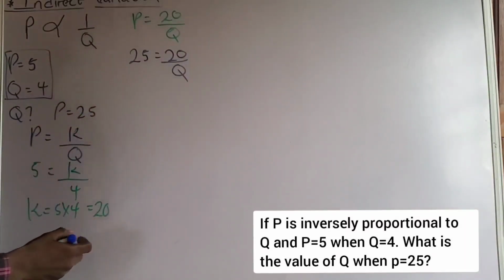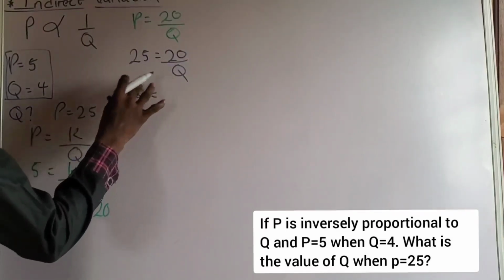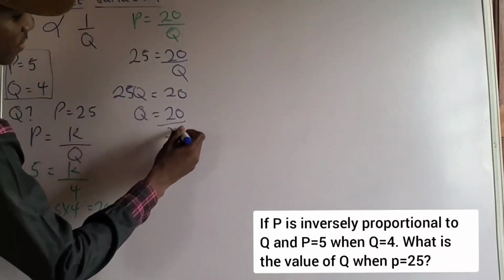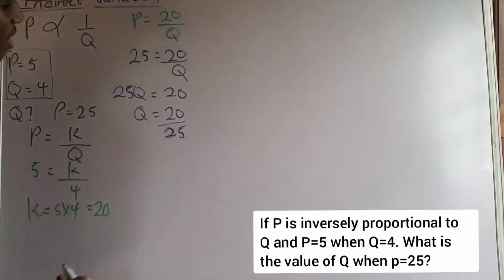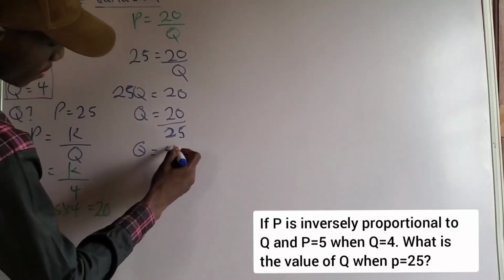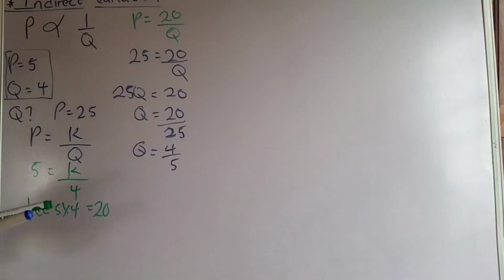Do you understand? Okay, so Q equals what? 25Q equals what? 20. So I'm going to have Q equals 20 over 25. That is dividing both sides by 25. So Q equals 4 over 5. That is the value of Q when P is 25. Okay, now let's move to the next question.